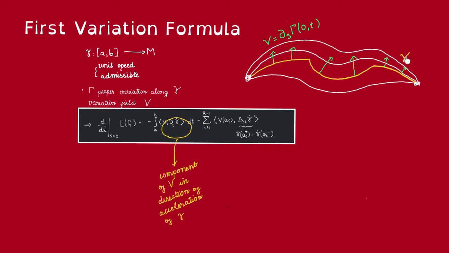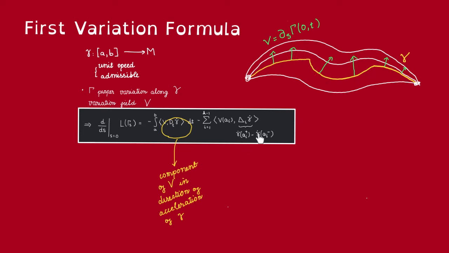So if gamma was to have minimal length, then it should have no acceleration. Because if there is acceleration, there is room for shortening the length by deforming it in the direction of the acceleration. That's why if gamma has minimal length, then it must be a geodesic. It has no acceleration. But I lied there, because just to have zero acceleration doesn't mean that it's going to be a geodesic. We also need to show that gamma is smooth.